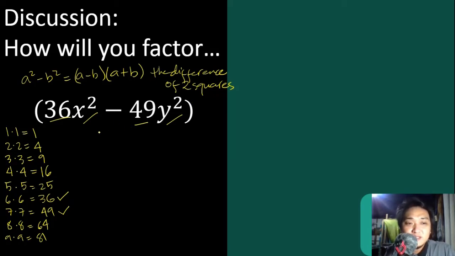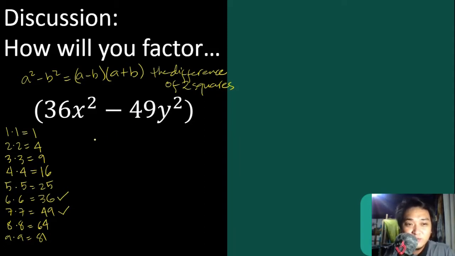Now, na-determine na natin na perfect square number nga si 36 at saka si 49. So, ano yung magiging factor niya? Again, ang magiging factor niya, i-square root lang natin yung first term at saka i-square root natin yung second term. At huwag nyo kakalimutan, ito, lagi tong minus. Hindi yan pwedeng maging plus. Pag kasi naging plus yan, hindi yan factorable. Hindi natin pwedeng i-apply yung technique na the difference of two squares. Yan. So, what will be the factor of 36x squared minus 49y squared?